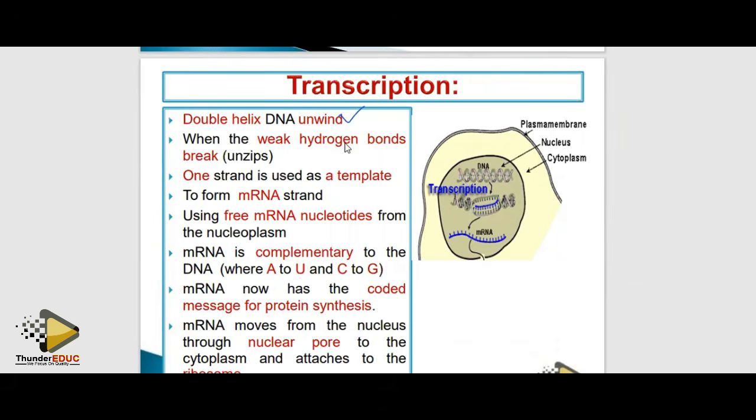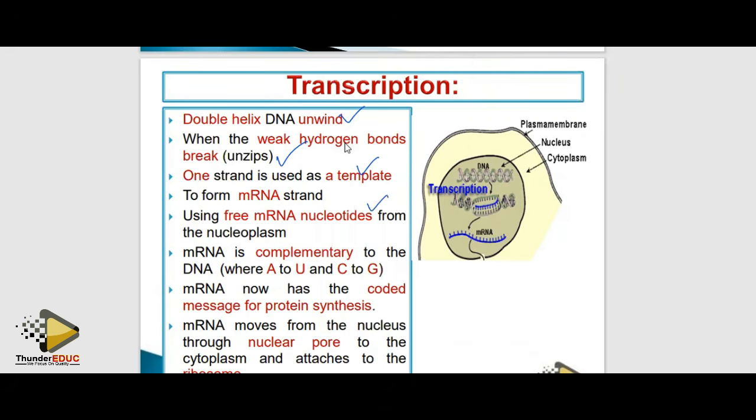The weak hydrogen bonds break. Weak hydrogen bond breaking and unzipping is the same thing. One strand. This is very important. Sometimes they say two strands. No. One strand will act as a template for messenger RNA, using the free messenger RNA nucleotides.